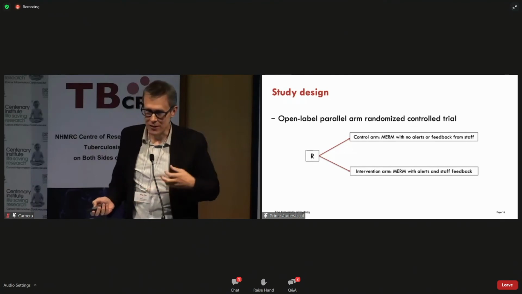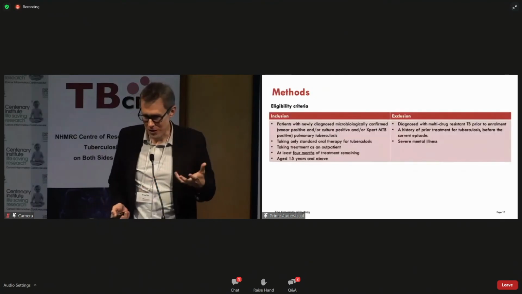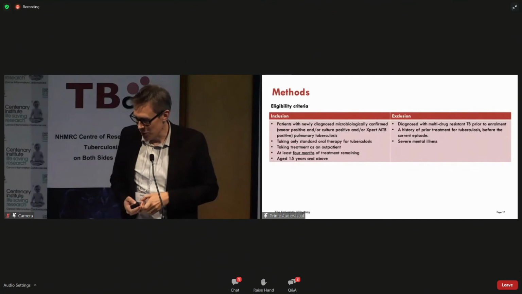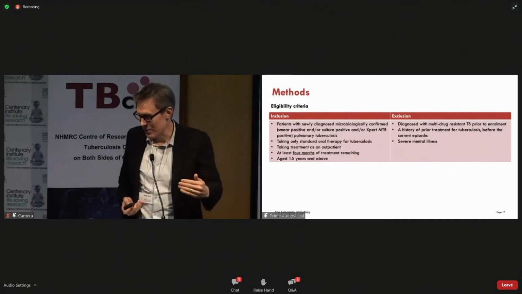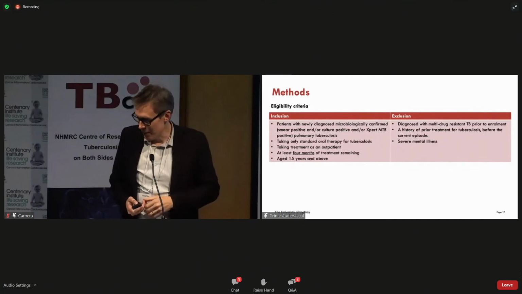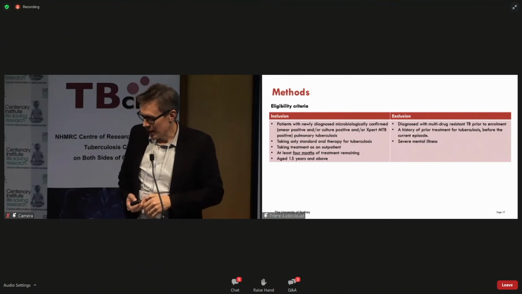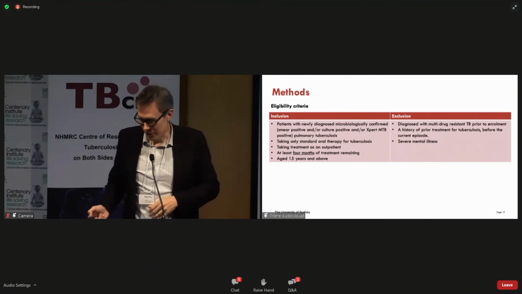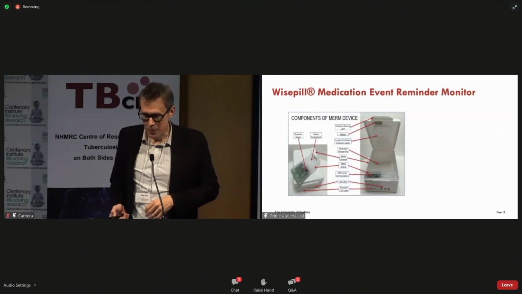And so basically the intervention was to use the full functionality of the box. We included people who had at least 4 months left of their treatment and who were aged 15 and above, and we excluded people who had, in this case, multi-drug resistant TB. This is a picture of the box.